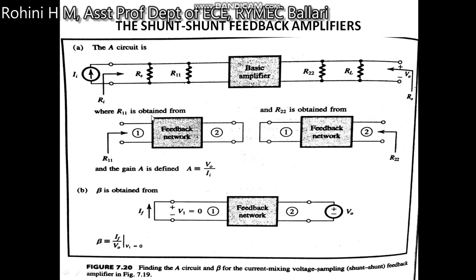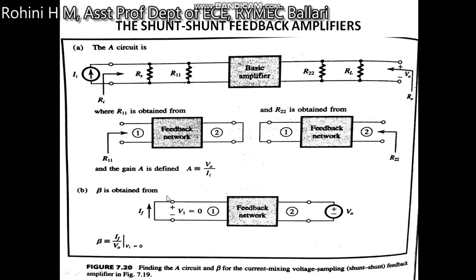So how to evaluate this R11? R11 is obtained from the feedback network from port 1 by making port 2 short circuit. Making this port 1 open circuit and looking into the network, that is our R11. Whereas R22 is obtained by making port 1 short circuit and looking into the network from port 2, that is our R22. And the gain is defined as, you know, output is V0 and the input is current I. So gain is provided as V out divided by I.